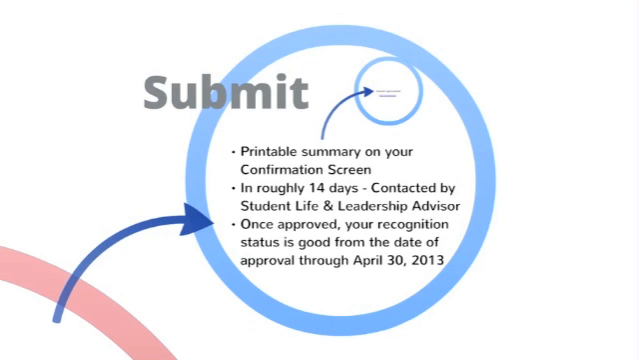In about 14 days, you'll be contacted by one of us, one of the Student Life and Leadership Advisors, to begin recognizing your organization, getting your advisor's approval, making sure that everything's in line in order to recognize your organization. Once you're approved, your recognition will be good from the date of approval through April 30th.